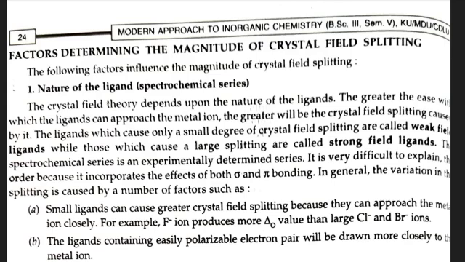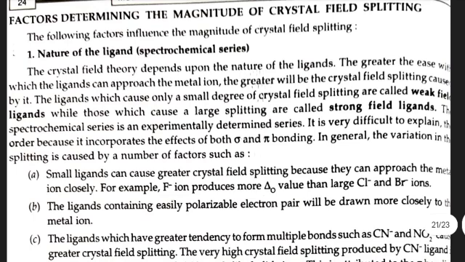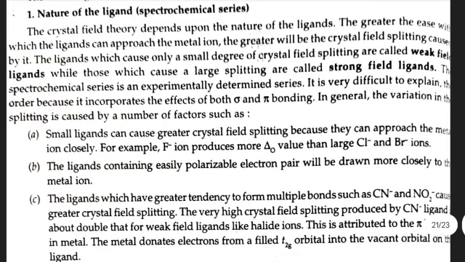The spectrochemical series is an experimentally determined series. It is very difficult to explain the order because it incorporates the effects of both sigma and pi bonding. In general, the variations in the splitting are caused by a number of factors. Small ligands can cause greater crystal field splitting because they can approach the metal ion closely. For example, F negative ion produces more delta naught value than large chloride and bromide ions. The ligands containing easily polarizable electron pairs will be drawn more closely to the metal ion.